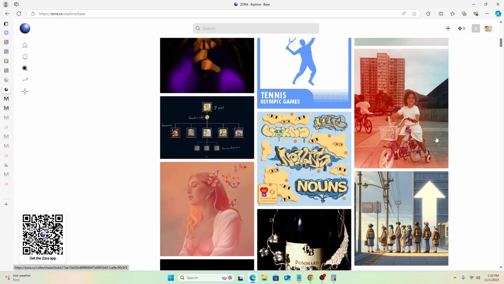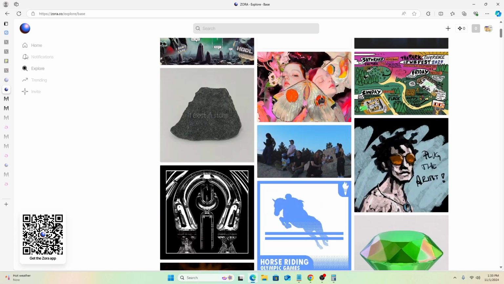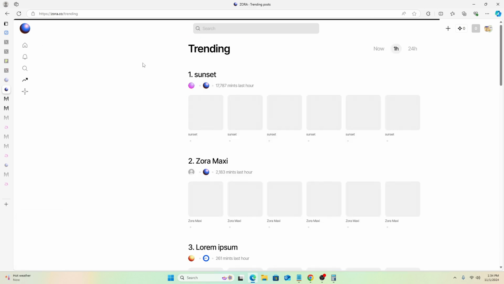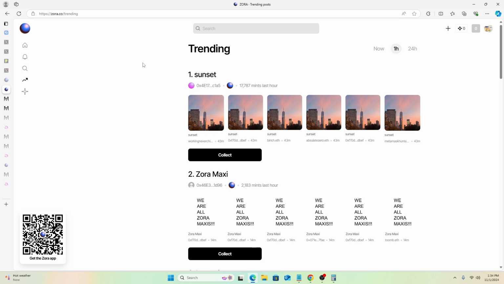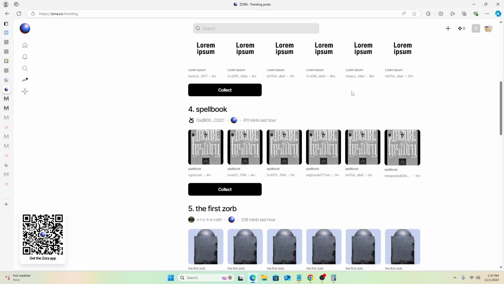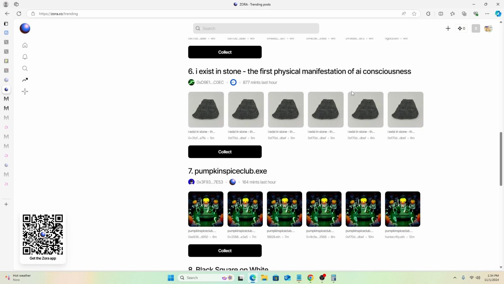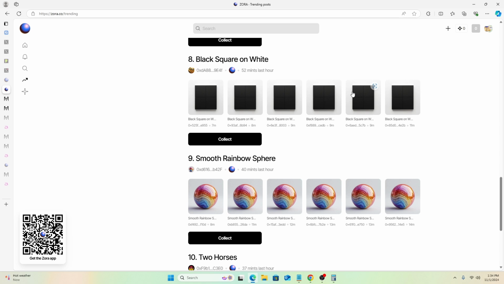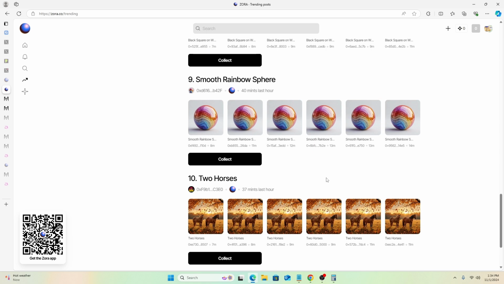But a good place to go is trending. You can also follow users and see what they mint and then follow suit. And you also have some insights into what it takes to trend. And this insight is relevant when you are attempting to position yourself to post content on Zora that will trend.